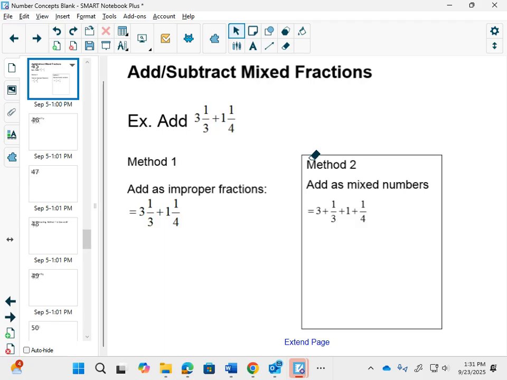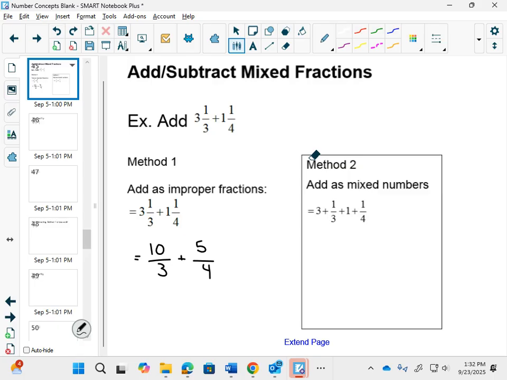So method 1 is a good review because we have to change things to improper fractions. So 3 1/3 is equal to something over 3, and 1 1/4 is equal to something over 4. How are we for remembering how to do this? Okay. So again, if we do a review, we could say the steps that we did. We're like, okay, 3 whole ones times 3 is 9, plus 1 more piece would give me 10. 4 times 1 is 4, plus 1 more piece would give me 5.